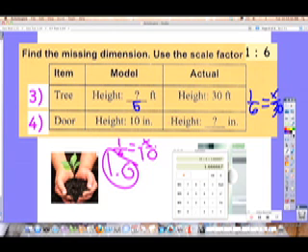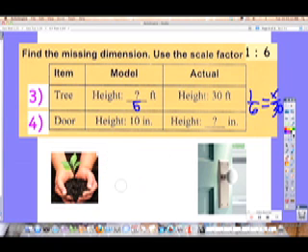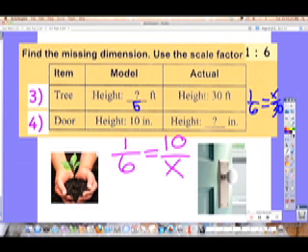Everybody, do you know what to tweak on this one? Gloria, what are you thinking? Okay, so Gloria said to switch the 10 and the x. So let's see what happens if we switch it. So we've got 1 over 6 like Jalen did, and then she switched it to 10 over x. Guys, for scale factors, it's usually model over actual. So this would be 1 for the model, 6 for the actual. So model should go on top, actual on bottom.